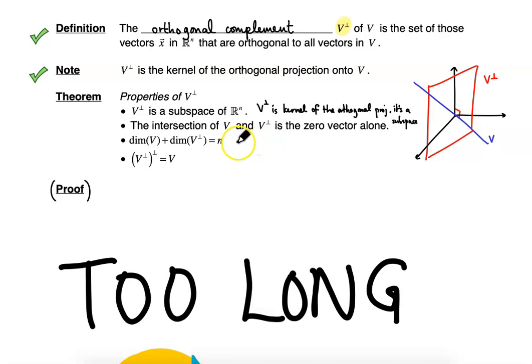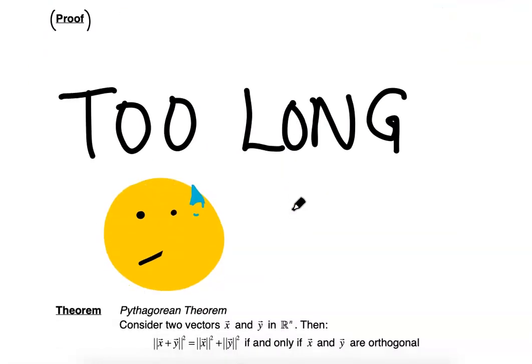Another property comes directly from the rank-nullity theorem. And finally, the last property that we list here: the perpendicular of V perpendicular is equal to V. So we flip back and forth and we fall back onto V. So, okay, we are not doing the proofs this year either.